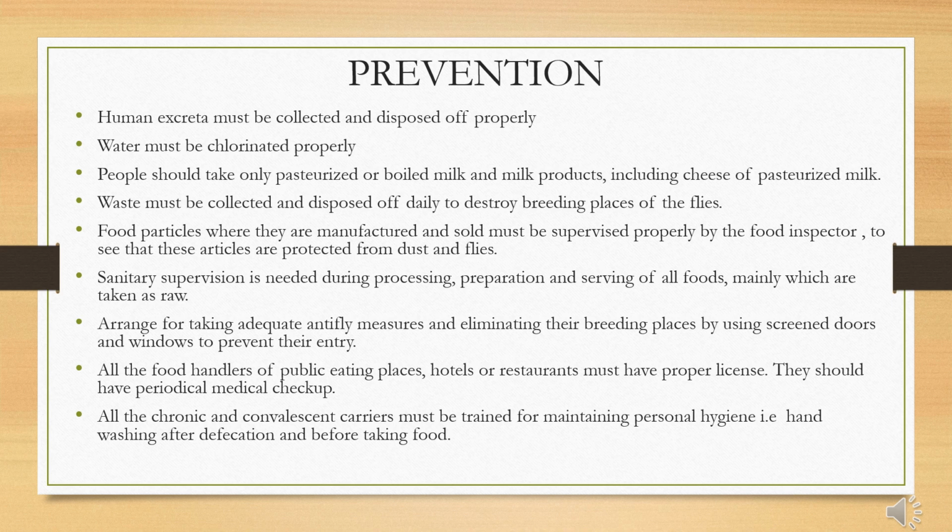Sanitary supervision is needed during processing, preparation and serving of all foods, mainly those which are taken raw. Arrange for adequate anti-fly measures and eliminate their breeding places by using screen doors and windows to prevent their entry. All the food handlers of public eating places, hotels or restaurants must have proper license. They should have periodical medical checkup. All the chronic and convalescent carriers must be trained for maintaining personal hygiene, that is, hand washing after defecation and before taking food.